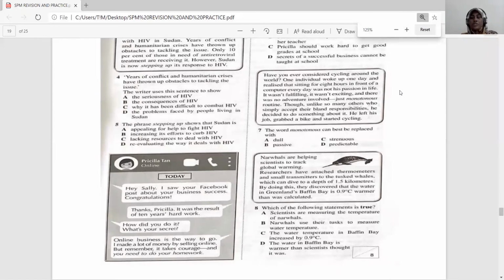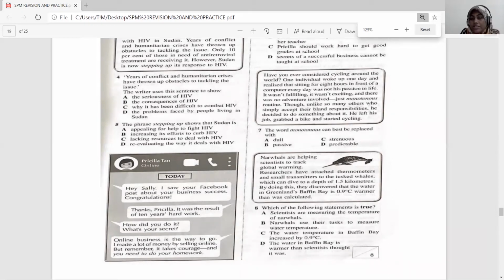Have you ever considered cycling around the world? Ooh. One individual woke up one day and realized that sitting for 8 hours in front of a computer every day was just a monotonous routine. The question: the word monotonous can be replaced with, look at the word again. It wasn't fulfilling, it wasn't exciting, just monotonous. So monotonous has the same meaning as not fulfilling, not exciting.